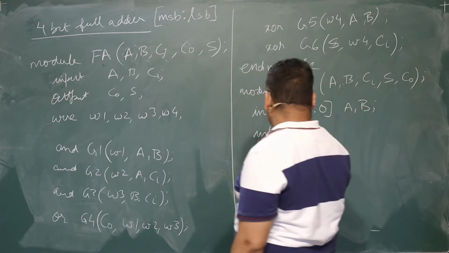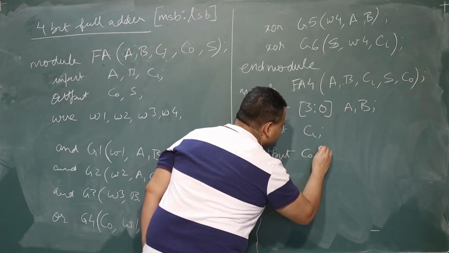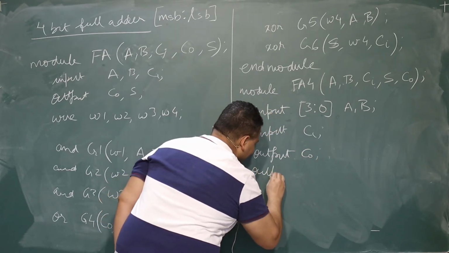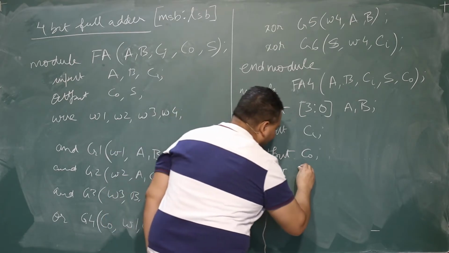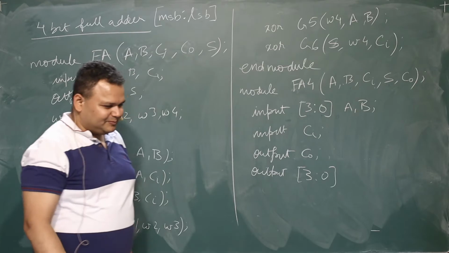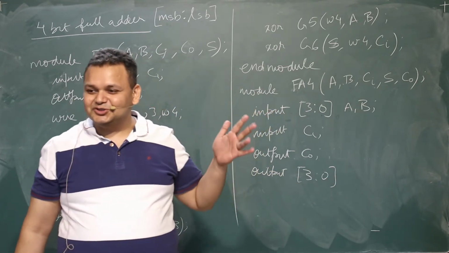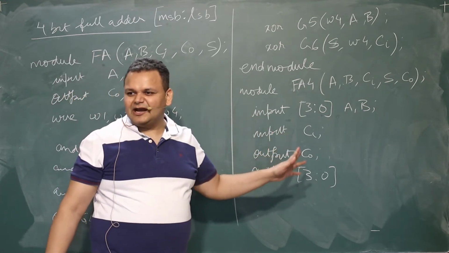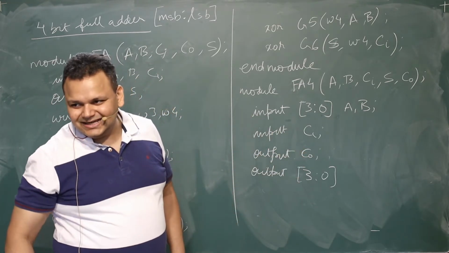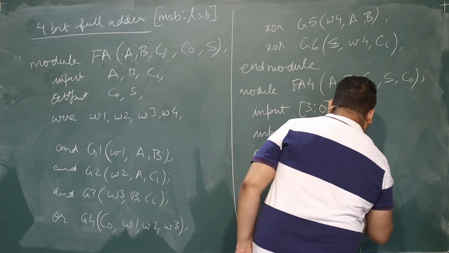What else do you have? You have an output CO and an output which is a vector output. Again, we'll use the same notation. Let us use a standard notation. We'll choose the higher number as the most significant bit and the lower number as the least significant bit. So the output is going to be S.